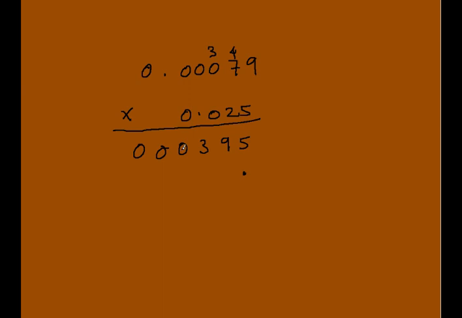We don't write here. We're going to start writing here. 2 times 9 is 18. Carry a 1 this time. 2 times 7 is 14. 14 plus 1 is 15. Write down the 5 and carry a 1. 2 times 0 is 0 plus 1 is 1. So 2 times 0 is 0. 2 times 0 is 0. 2 times 0 is 0.